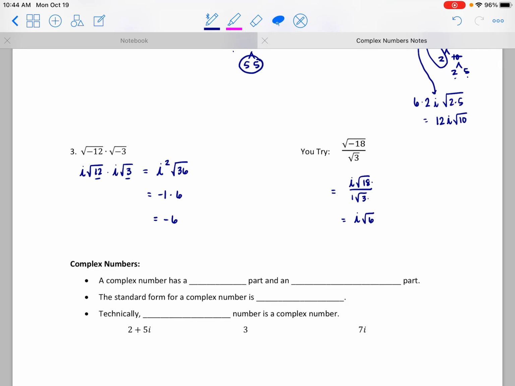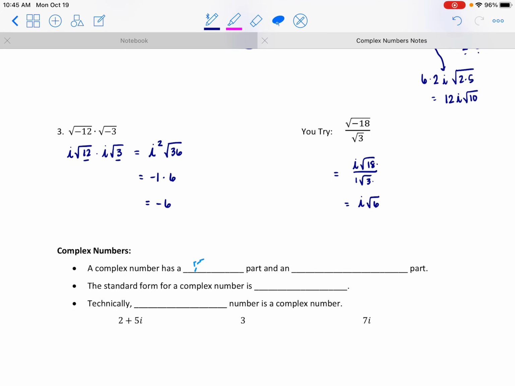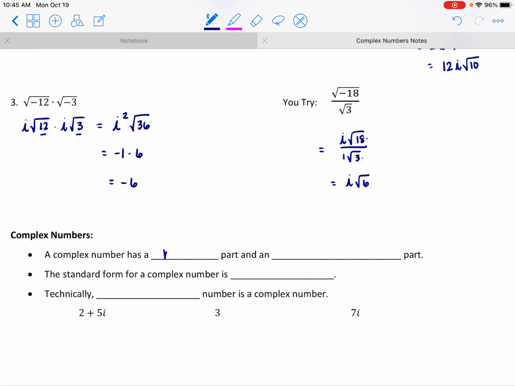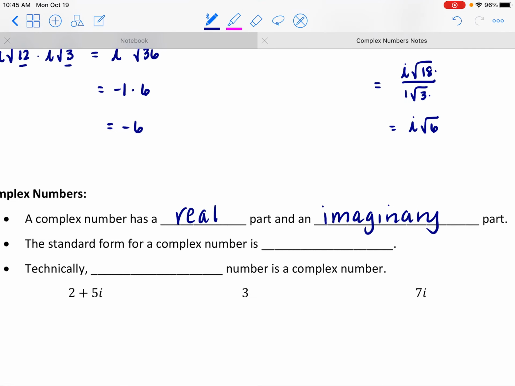Okay? Now that we have a little bit of experience and a little bit of a grasp on what the imaginary number is, we're going to look at our complex numbers, which again is where we combine the reals and the imaginaries. So a complex number has a real number part and an imaginary number part. So we're putting the real and the imaginary together to make this complex number. And we have a standard form for the complex number. So the standard form for a complex number is a plus bi, where a just represents the real number part. So a could be something like 5 or negative 20 or some real number. And then b times i is our imaginary part.